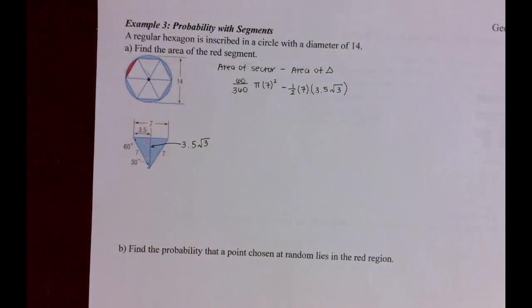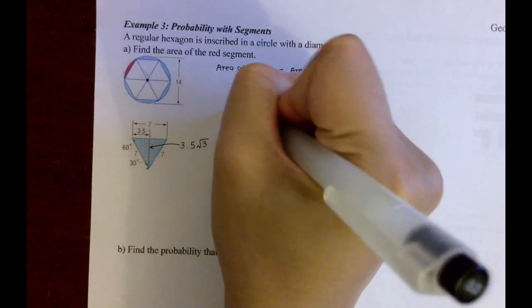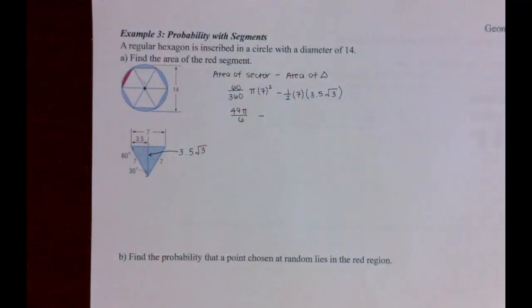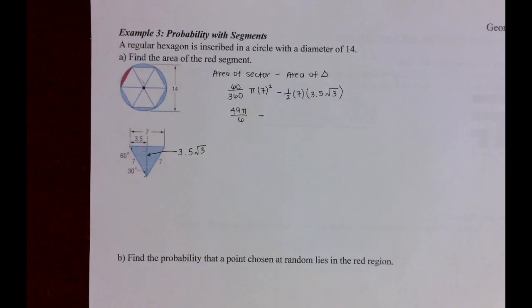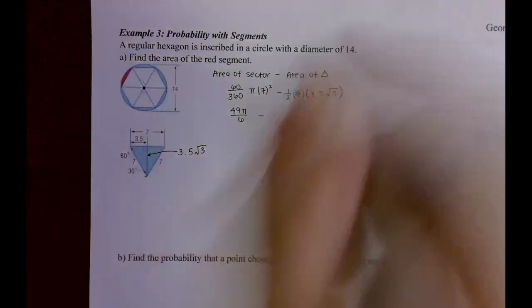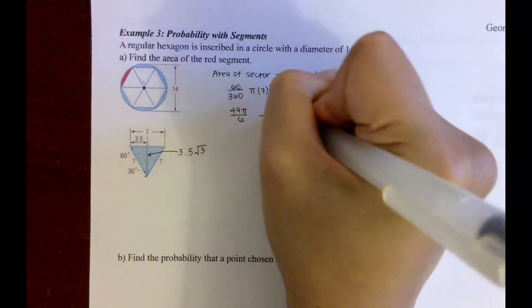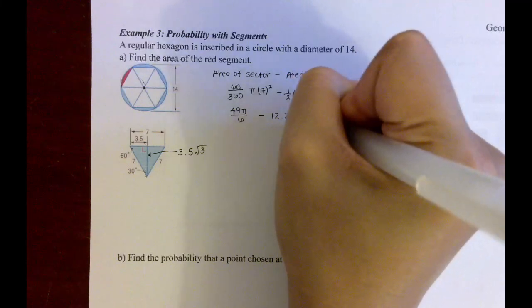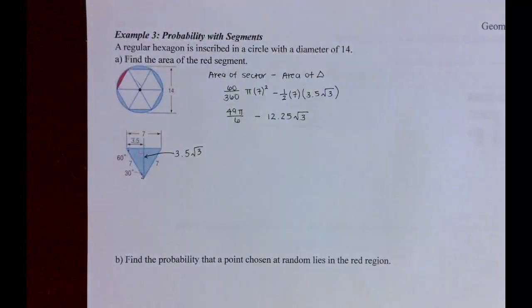60 divided by 360 times 49. This becomes 49 pi over 6, and I'm going to subtract 7 times 3.5 divided by 2. This becomes 12.25 square root of 3. Okay, and now I'm going to simplify everything.